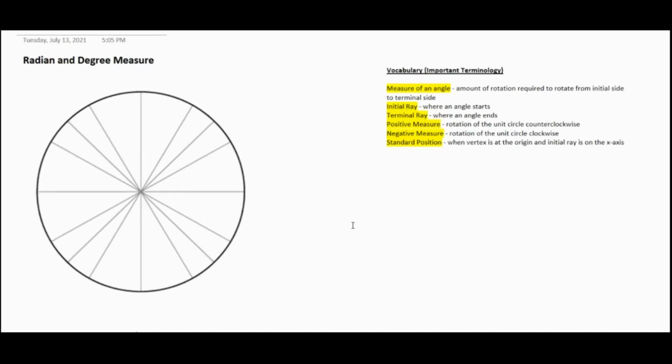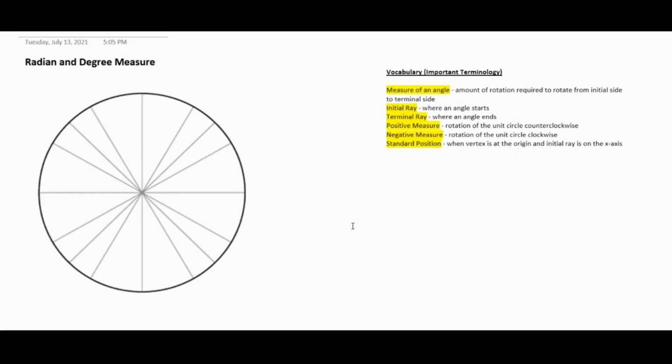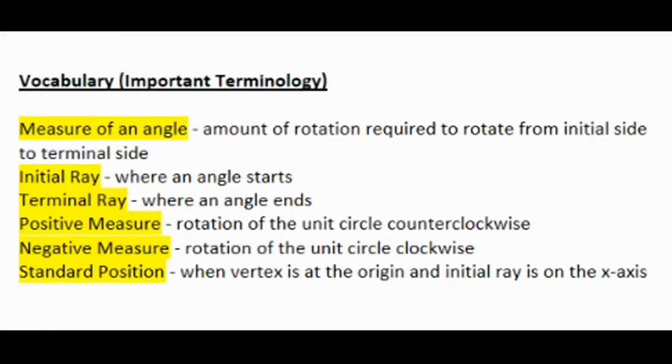Let's get started. First, I will explain some important terminology or vocabulary you will need in order to understand how to find radian and degree measures within the unit circle. First, we have the measure of an angle, which is the amount of rotation required to rotate from an initial to a terminal side.